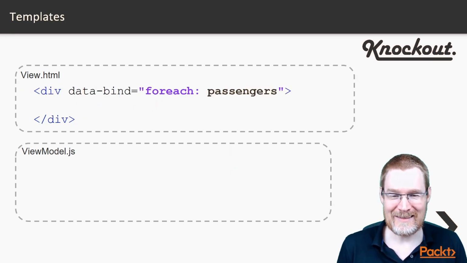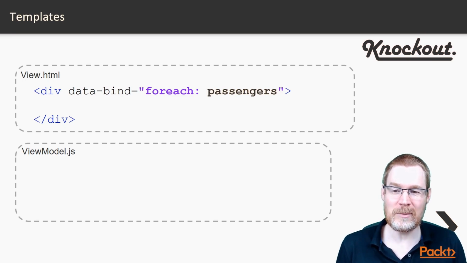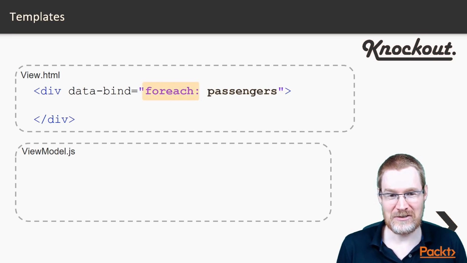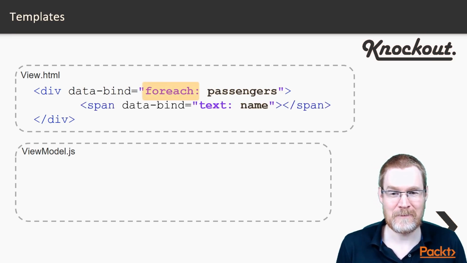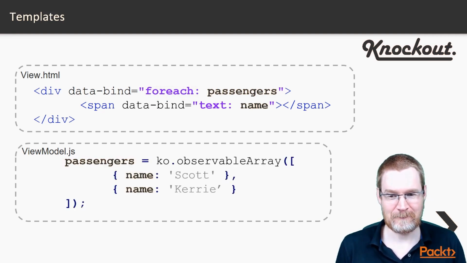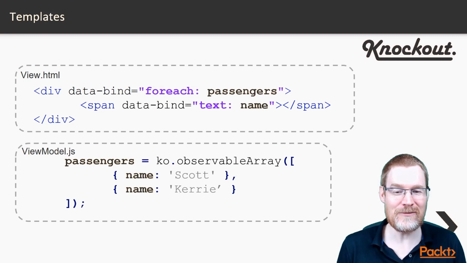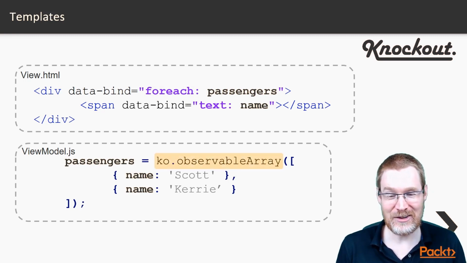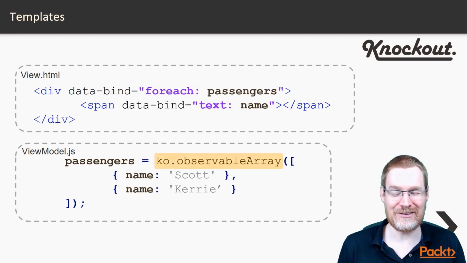So with templates, it's using the same data binding mechanism, but here what we're saying is we've got a div and we're data binding using the foreach function, and we're saying foreach passengers. And inside that we're saying data-bind text. So similar to what we've just seen, the text of this span is going to be the name property.